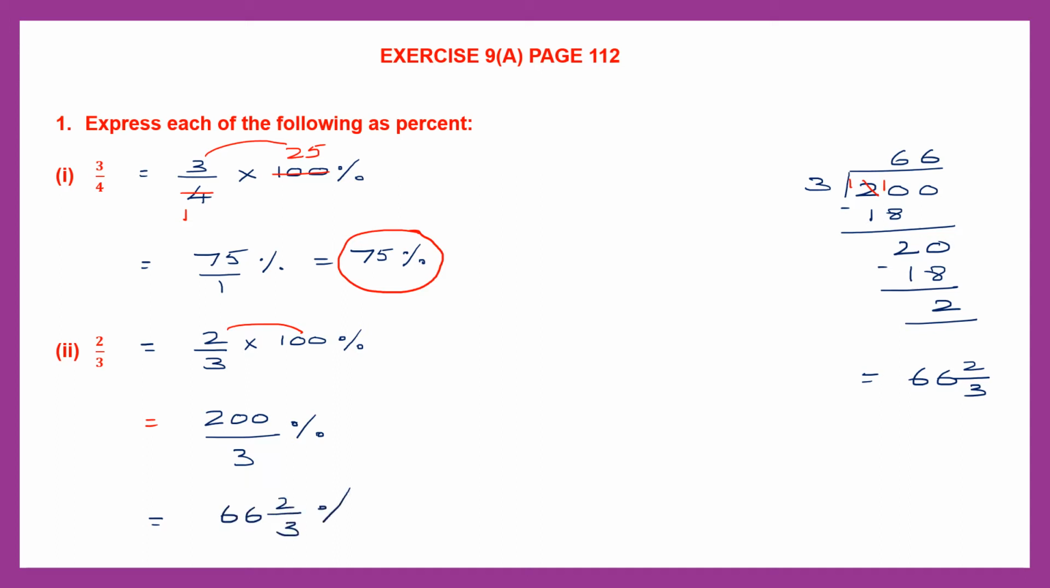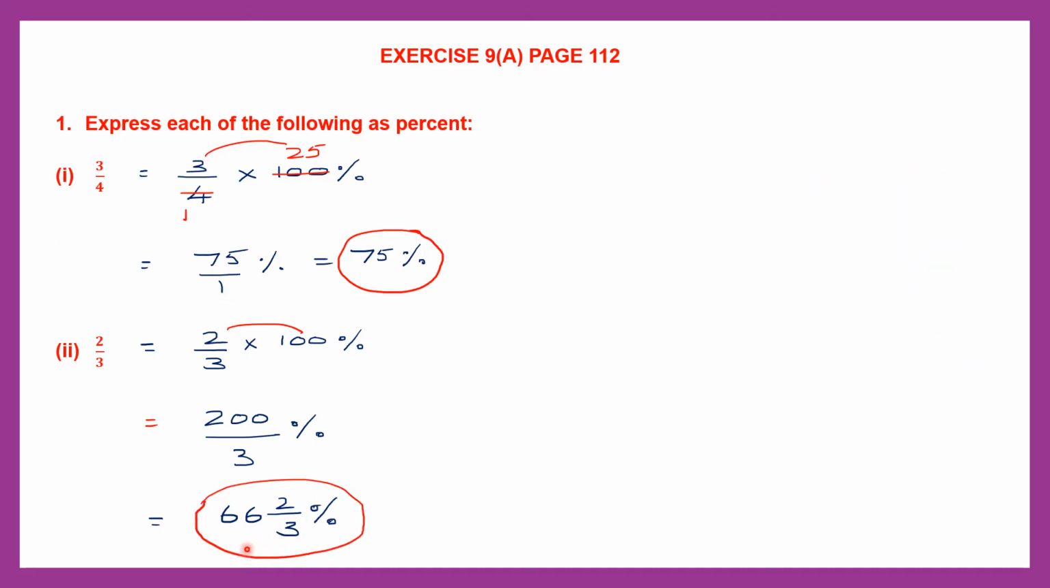And don't forget to put the percentage symbol because the question says write as percent. So our final answer should have the percentage symbol. So what is our final answer? 66, 2 by 3%.